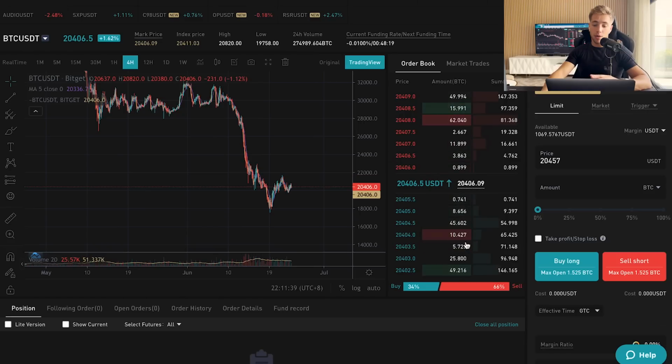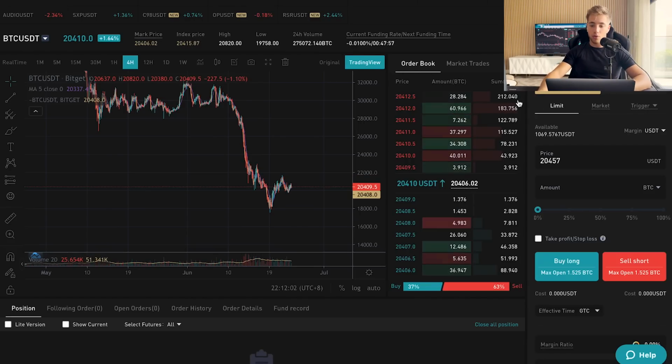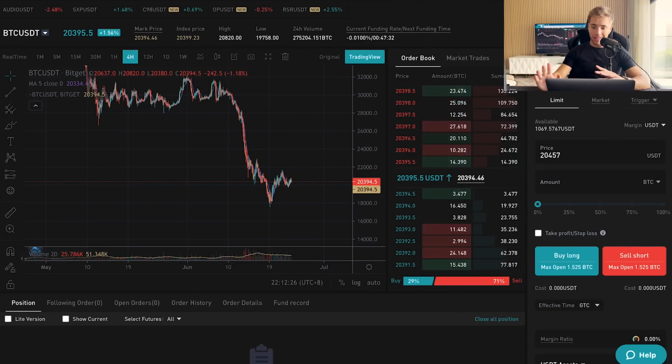All right, let's take a look now here on the order book. So here basically you can do market trades and order book. In this section there's 37% buy right now, it's changing all the time like you can see. All right, and now let's take a look how you can open and close a position.